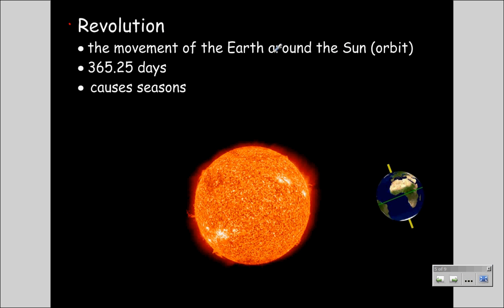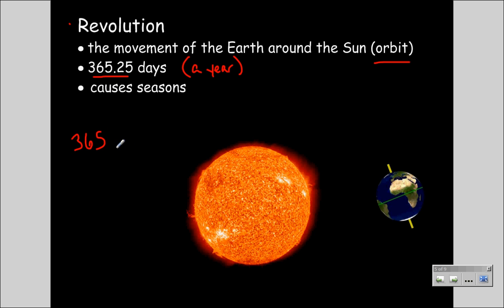Okay, now looking at the revolution of the Earth. The revolution is known as the Earth's orbit. It's the path of the Earth around the Sun. This movement takes 365.25 days. This is what we commonly call a year. And this causes seasons.